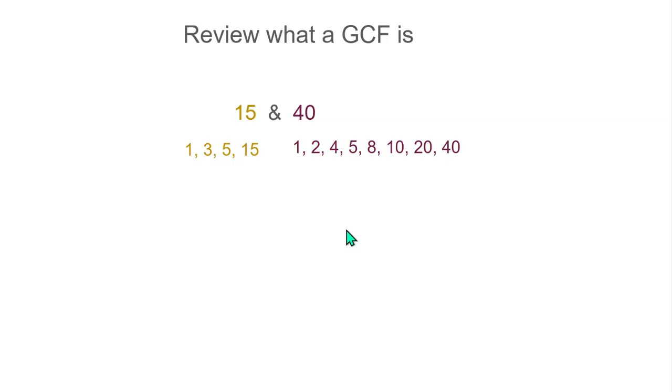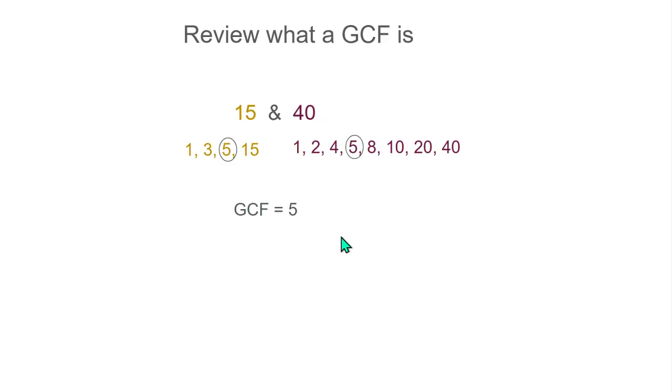Then, to find the GCF, we go down the list of factors for the number that has less, in this case clearly 15. And we'll start at the top, and 15 we will see is not a factor of 40. So it's out, and then we move to the next one, being 5, which is in fact a factor of 40 right here, and so the GCF of 15 and 40 is 5.